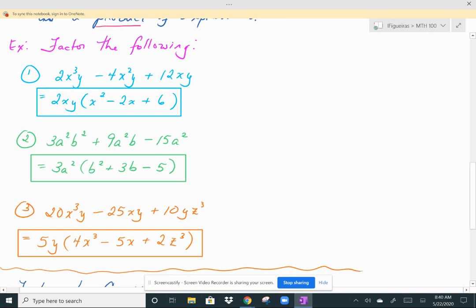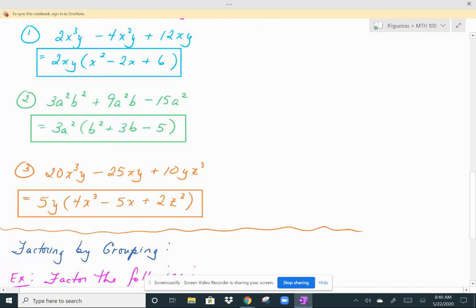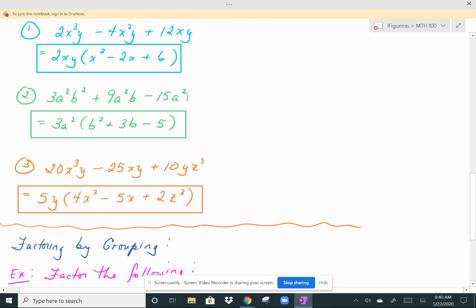Okay, here's one more. I have 20x cubed y minus 25xy plus 10yz cubed. The GCF is 5y. They do not all have x's in common. They do not all have z's in common. So the GCF is just 5y.